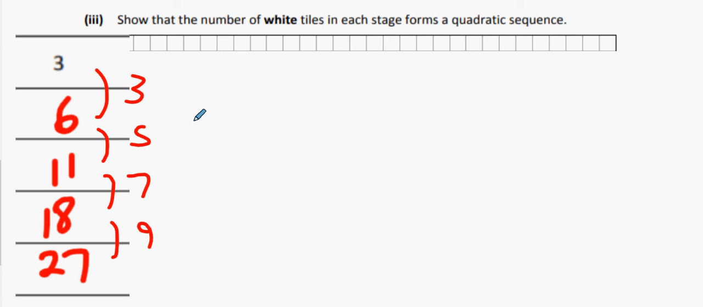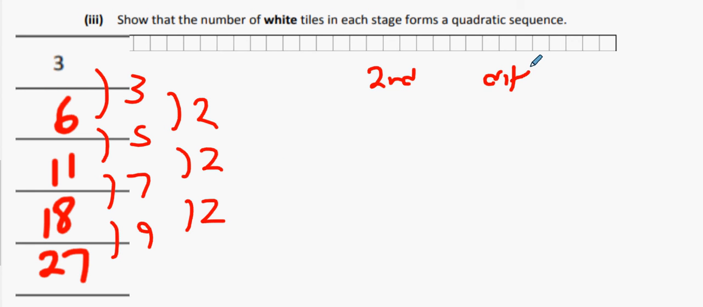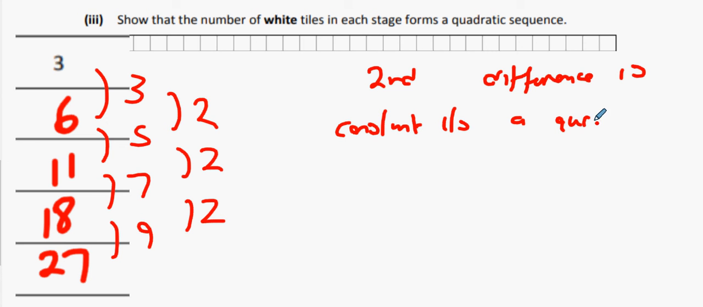First difference is not the same, it's not linear. But if the second difference is the same, what can we say? Second difference is constant. It's a quadratic.